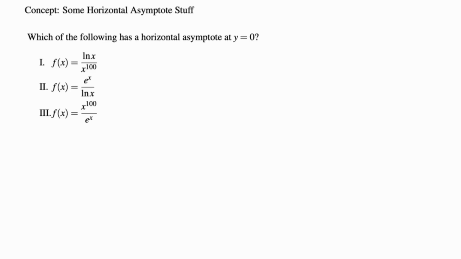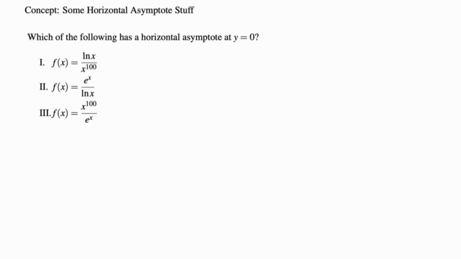All right, the next concept, some horizontal asymptote stuff, which, I don't know, is this really calculus? I guess it is really calculus, but don't overthink these. I think that an Algebra 2 student who's really on their game could probably figure out these sorts of things. So which of the following has a horizontal asymptote at y equals 0?